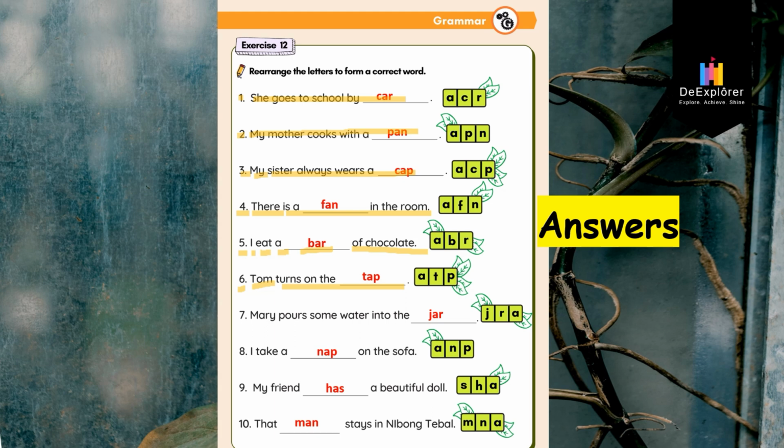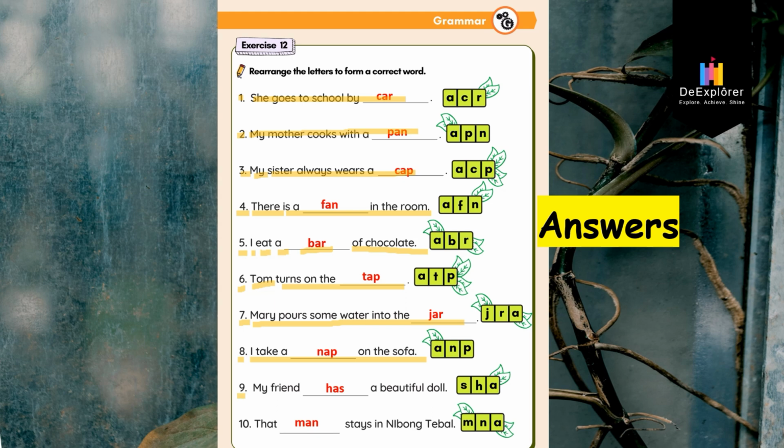Okay, next, number 7. Mary pours some water into the jar. Mary 呢，倒一些水进那个 jar, 那个瓶子里面. Jar. Number 8. I take a nap on the sofa. Take a nap 就是小睡，在哪里小睡呢？就是在那个沙发上. Okay, take a nap.